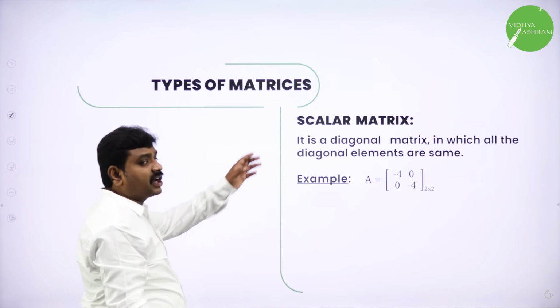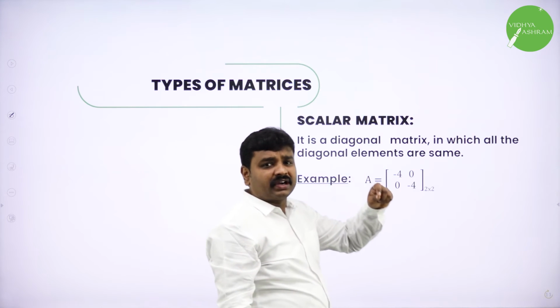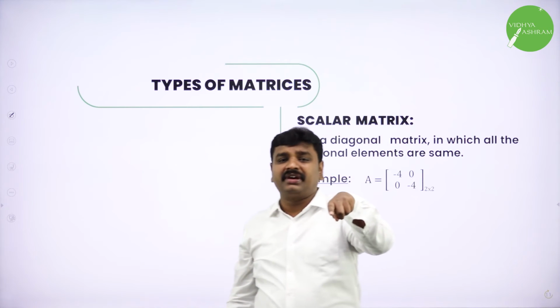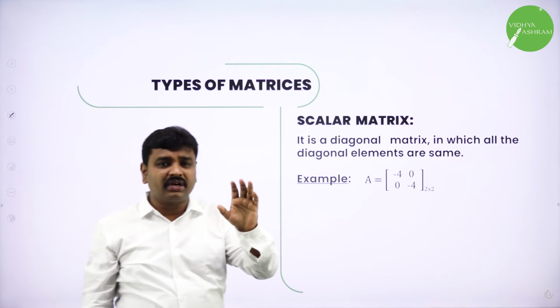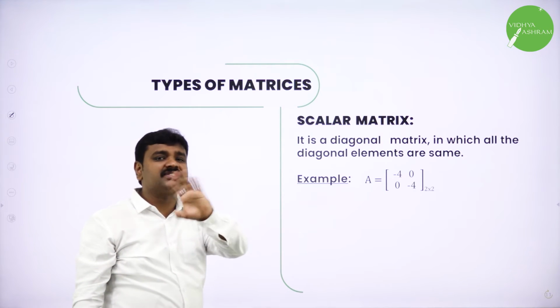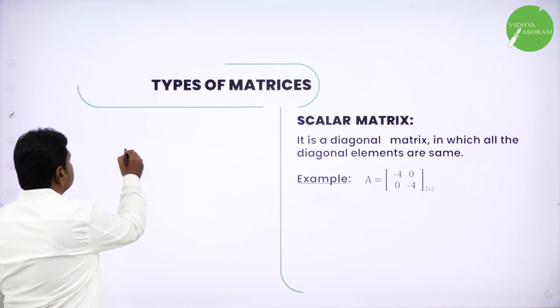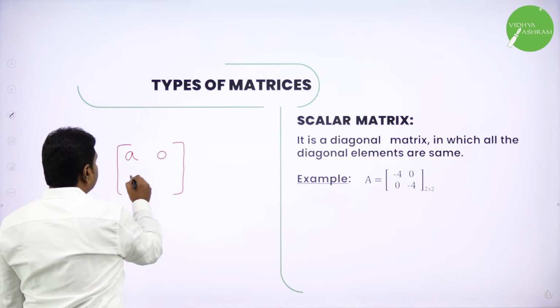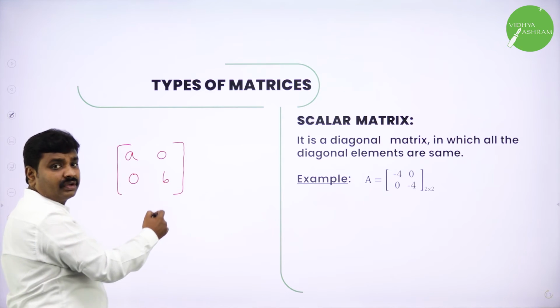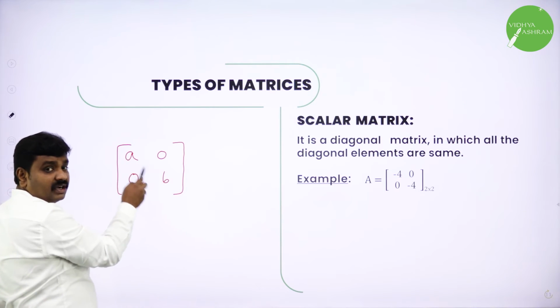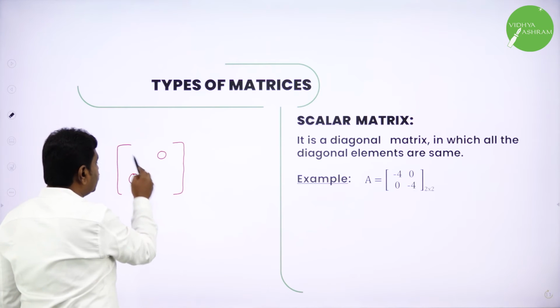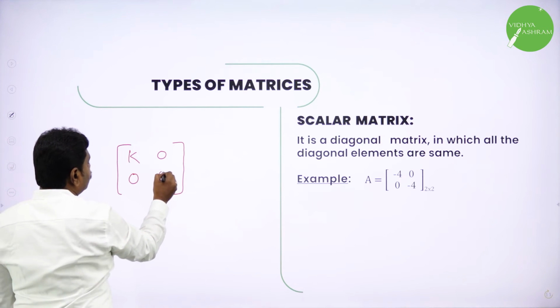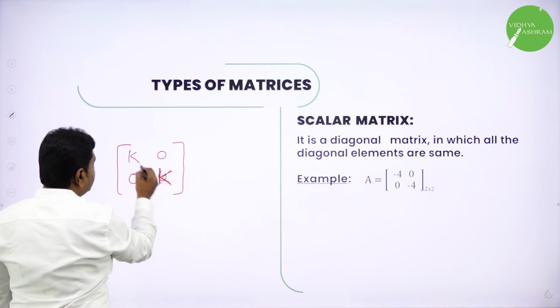Then scalar matrix. Very important. A scalar matrix is a diagonal matrix. A scalar matrix is a diagonal matrix in which diagonal elements are the same. Diagonal matrix means it should contain only the diagonal; other than the diagonal all are zeros. And the speciality is that these diagonal elements should be the same. Here and here we would have the same K, 0 and K. So you can say diagonal elements are the same.